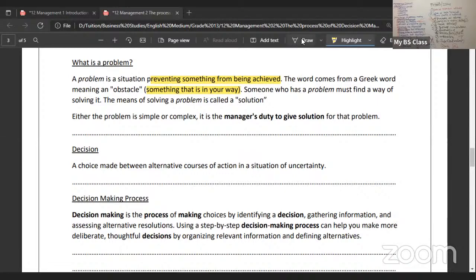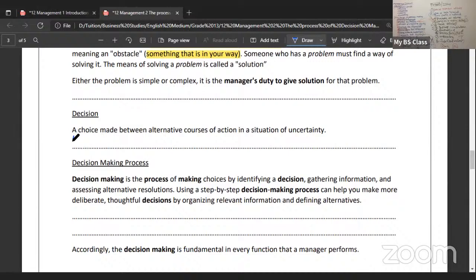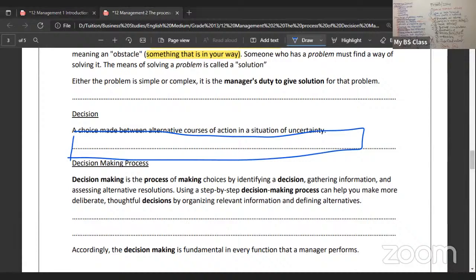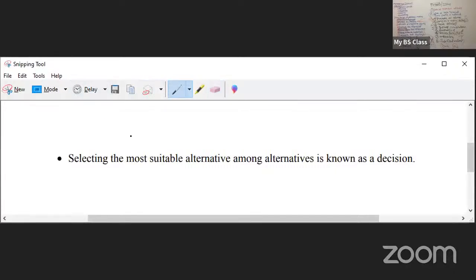Right. Shall we first write another explanation for decision, right? Let me share the content to you. Can we write under this decision?